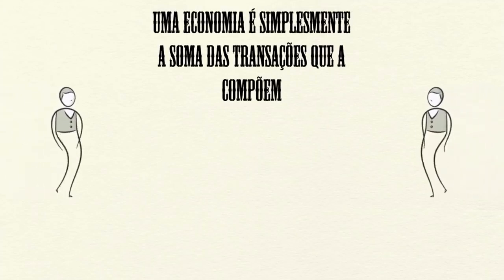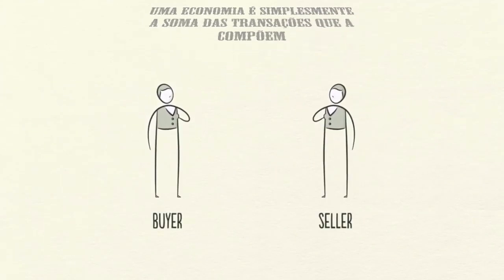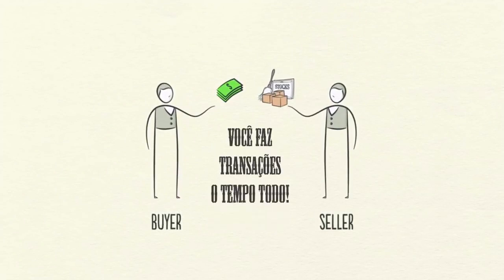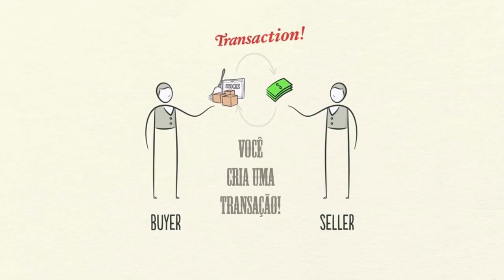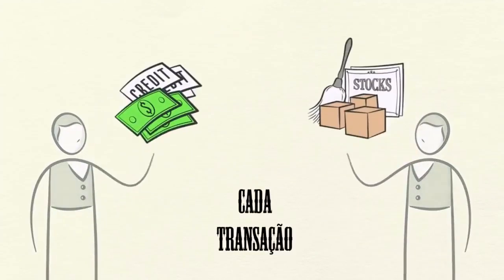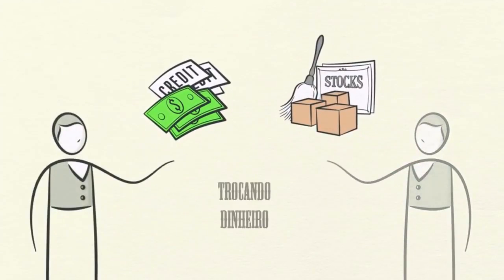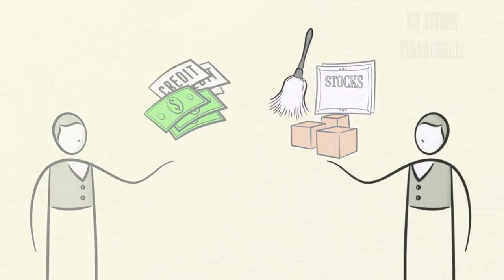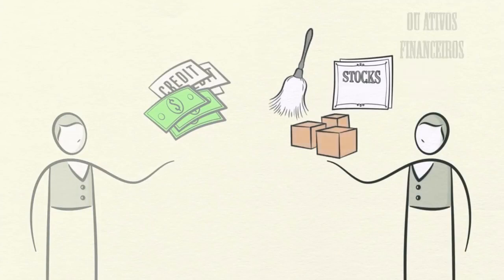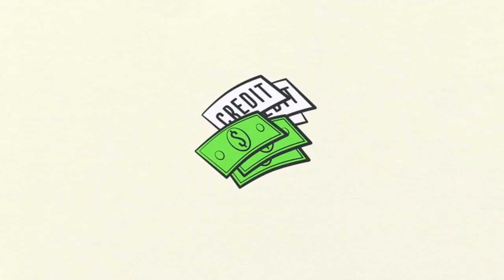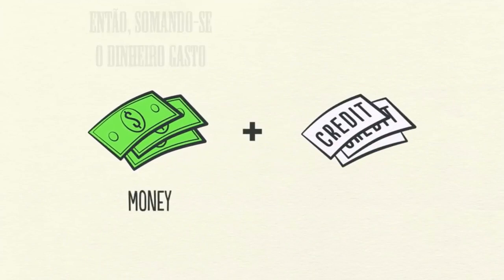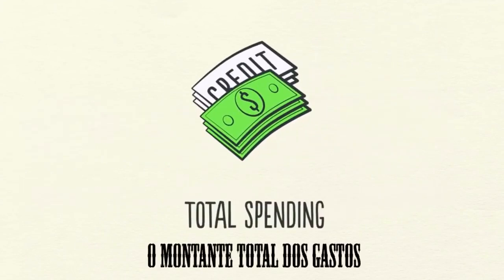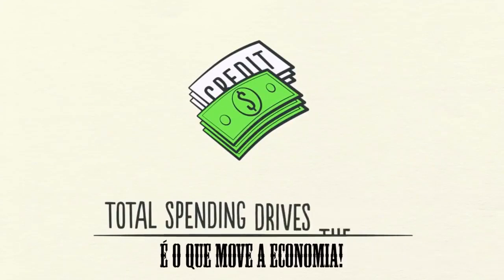An economy is simply the sum of the transactions that make it up, and a transaction is a very simple thing. You make transactions all the time. Every time you buy something, you create a transaction. Each transaction consists of a buyer exchanging money or credit with a seller for goods, services, or financial assets. Credit spends just like money, so adding together the money spent and the amount of credit spent, you can know the total spending. The total amount of spending drives the economy.